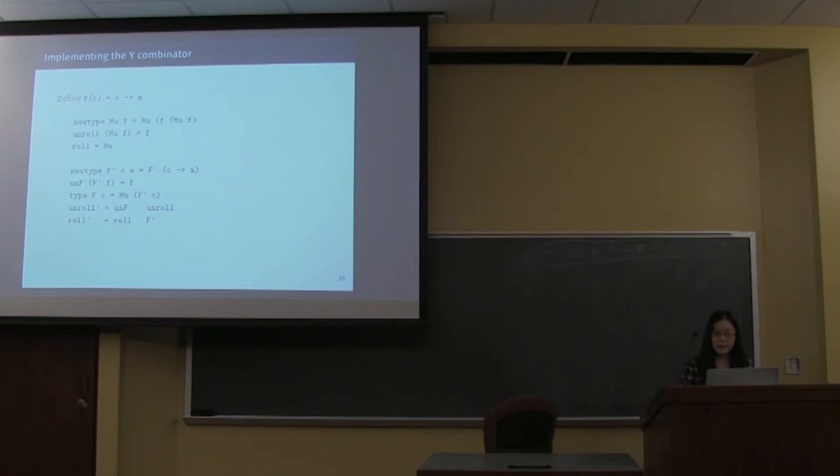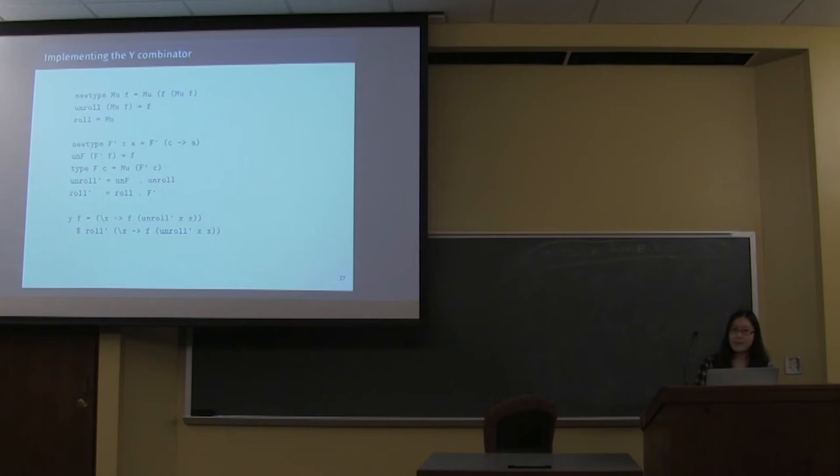All right, putting it all together, we can finally define our Y combinator. So this last line is defining a function y which takes in a parameter f and setting the body of this function to x arrow f of unroll prime, xx, and so on. So if you remove the unroll prime and the roll prime, you'll see that this is identical to the naive implementation of the Y combinator, but we have explicitly inserted unrolls and rolls to keep the type checker happy. So the unroll prime on that second to last line is only operating on that first x. Yes.